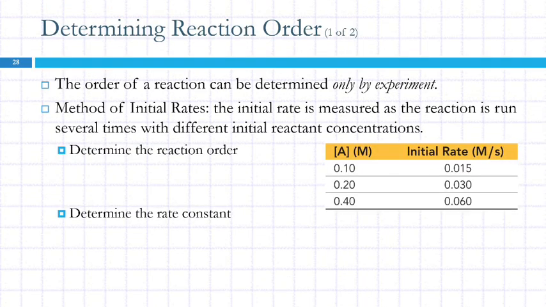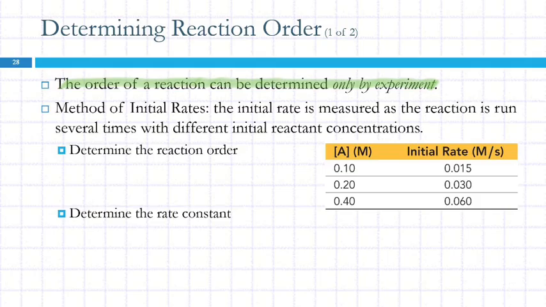How do we determine the reaction order? The order of a reaction can be determined only by experiment. We'll learn something a little bit later that you'll really like and you'll want to do it all the time, but you can't. I'm not going to tell you about it now because then you'll start doing it now. The order of reaction can only be determined by experiment. You cannot look at the equation and say, oh, that's second order for this or first order for that. You just can't.